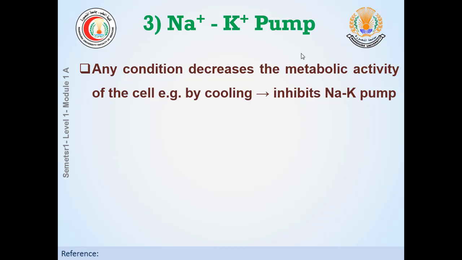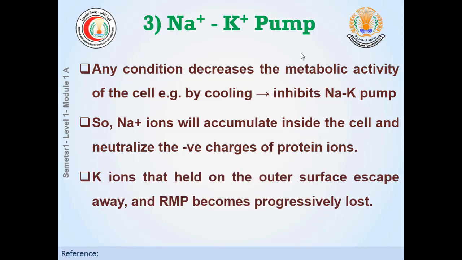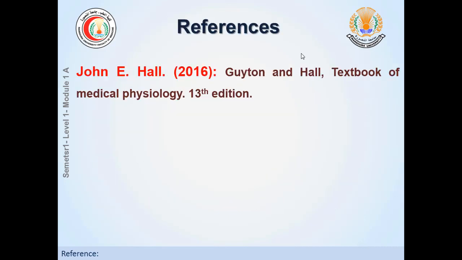Any condition that decreases the metabolic activity of the cell, such as cooling, inhibits the sodium-potassium pump. So sodium ions will accumulate inside the cell and neutralize the negative charges of protein ions. Potassium ions that were held on the inner surface escape away and the resting membrane potential becomes progressively lost.